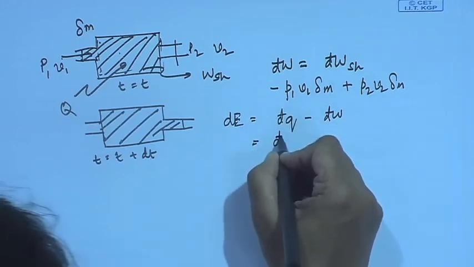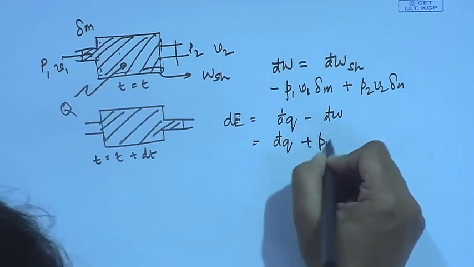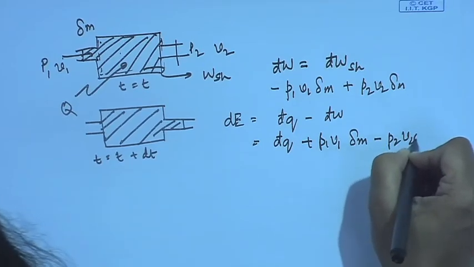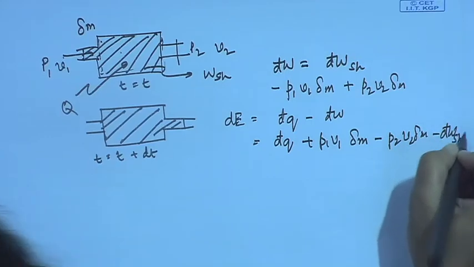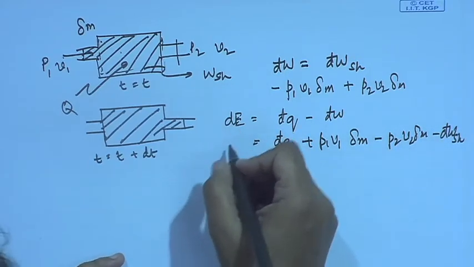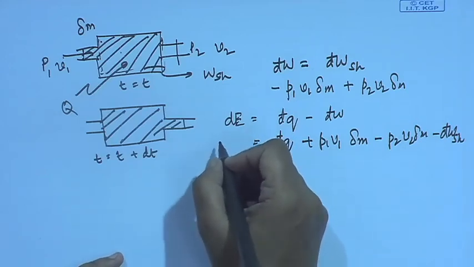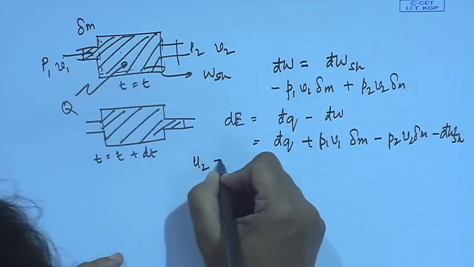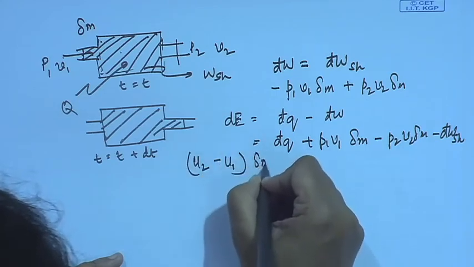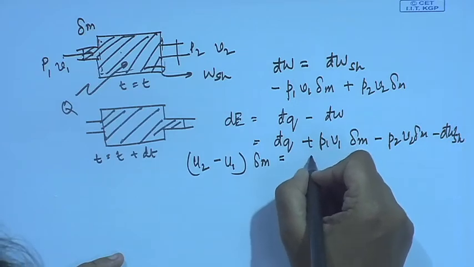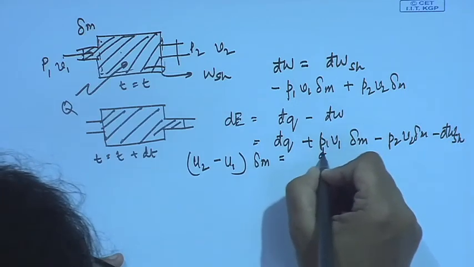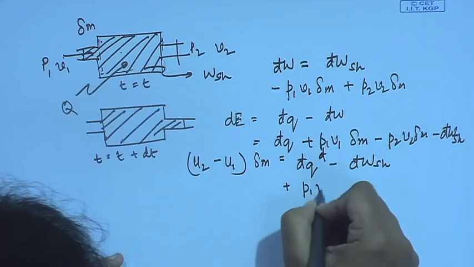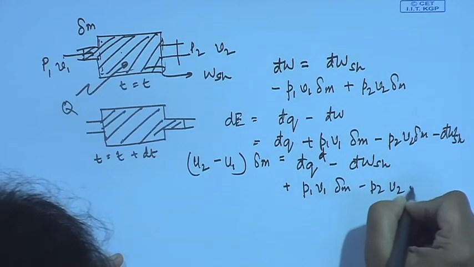minus P2 V2 delta M minus dW shaft, right. So for stationary systems where there is no potential energy change either, E can be written as U. So in this case I get (U2 minus U1) into delta M. This is nothing but equal to dq minus dW shaft plus P1 V1 delta M minus P2 V2 delta M.